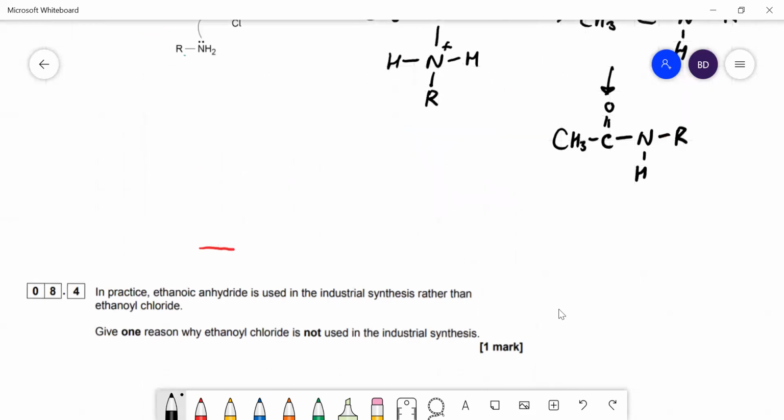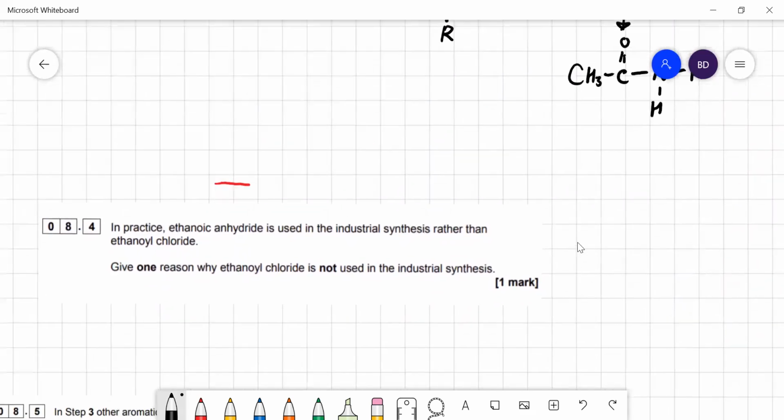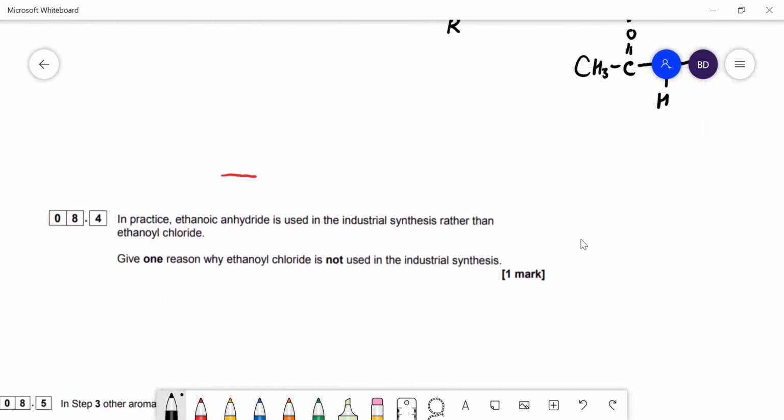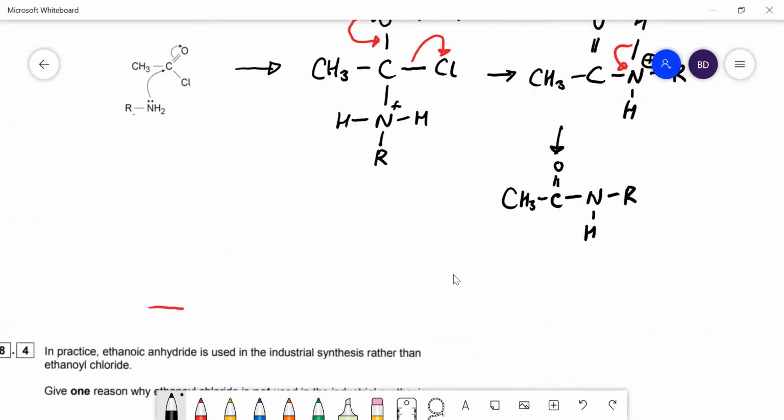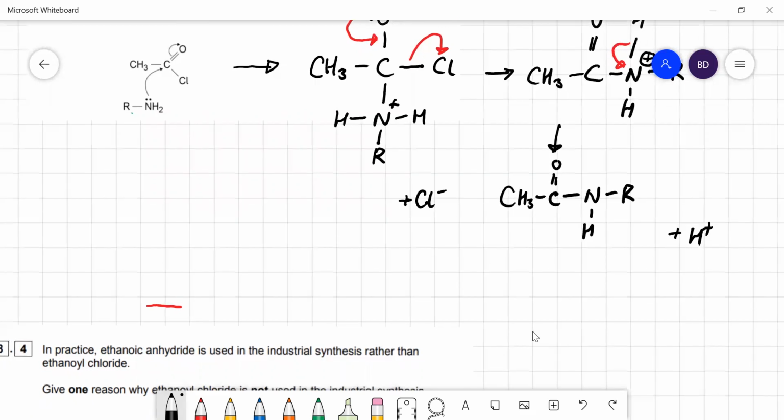In practice, ethanoic anhydride is used rather than ethanoyl chloride. Right. Give one reason why it's not used. Well, if you use ethanoyl chloride here, so I should put the mechanism here. We end up with a Cl minus there and an H plus here. You end up making HCl gas, which is corrosive.